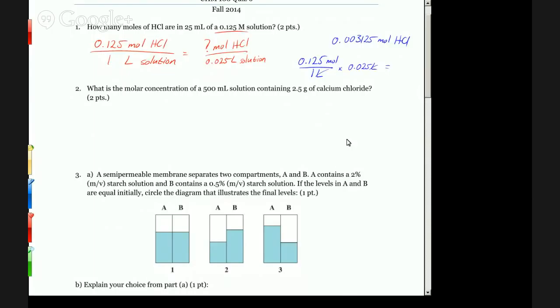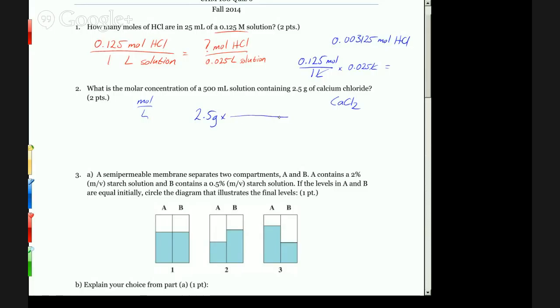All right. What is the molar concentration of a 500 milliliter solution containing 2.5 grams of calcium chloride? Well, again, molar concentration is going to be moles per liter. You're given a 500 milliliter solution and 2.5 grams. So we have to convert the 2.5 grams to moles. Calcium chloride is CaCl2. So you've got 2.5 grams.